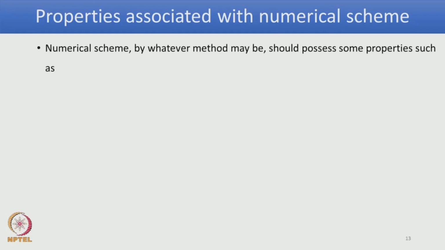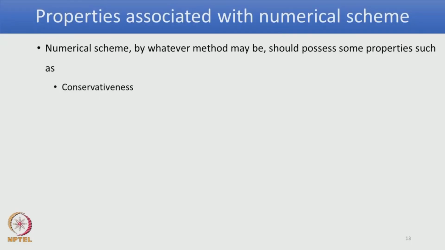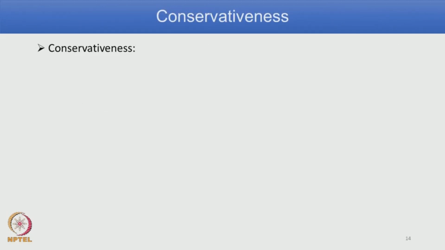Next, another important aspect: what are the properties associated with the numerical scheme? Whatever method may be, so either you follow finite element, finite volume, finite difference or a combination of any of these, similarly, any order of accuracy you use, they are expected to have some properties satisfied for this scheme. First one, conservativeness, boundedness and then transportiveness. Let us get an explanation on conservativeness, boundedness and transportiveness with some examples.